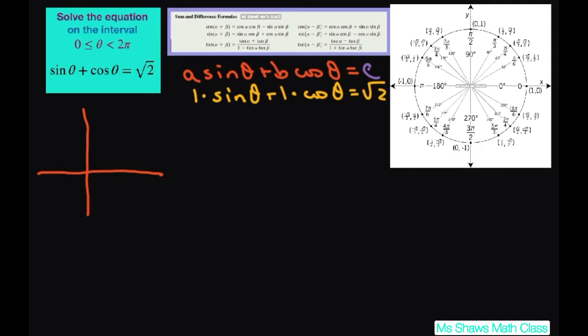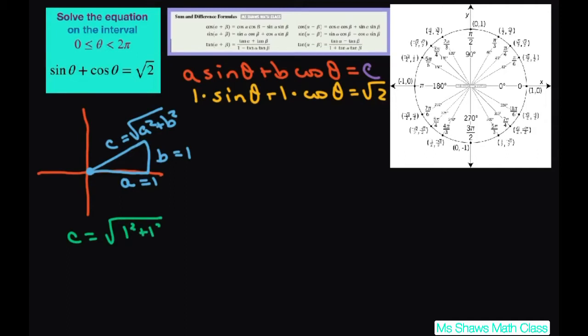I'm going to draw a little graph here and see what it looks like. It's not drawn to scale or anything. This would be your A, B, and C. So in our case, our A is 1, our B is 1, and our C is the square root of A squared plus B squared. So our C equals the square root of 1 squared plus 1 squared, which equals the square root of 2. So the trick here is to divide everything by the square root of 2.